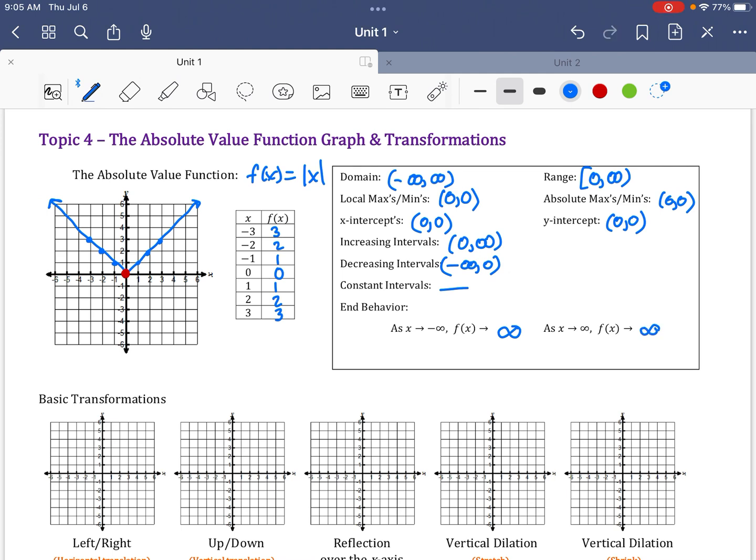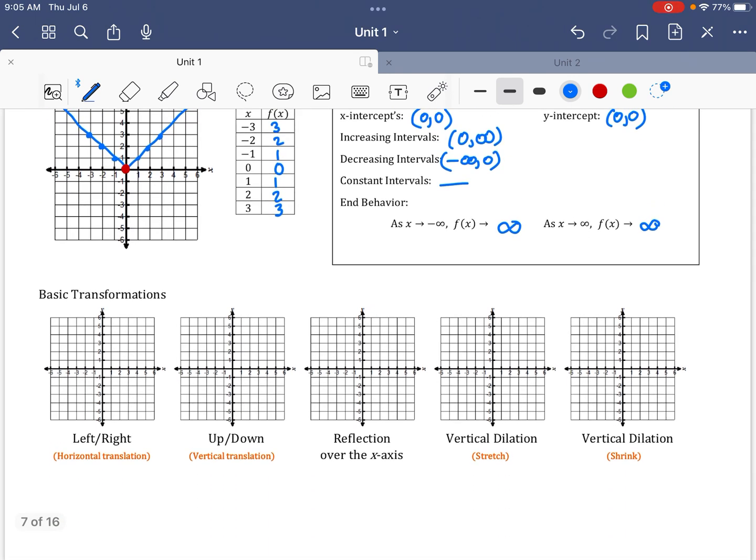All right, so some basic transformations that you can do. You can move left or right. And so I'm going to do a couple of these graphs and just show you what I mean. So if you had an equation like this, let's say you had the absolute value and you put x minus 3, let's say. So imagine what goes on there.